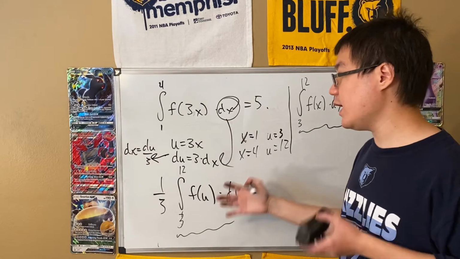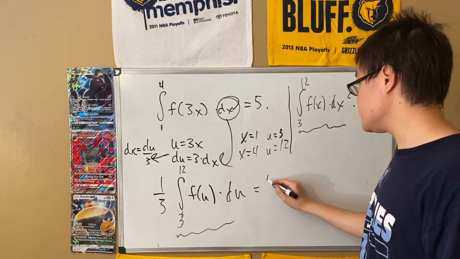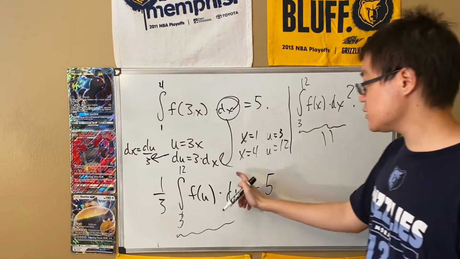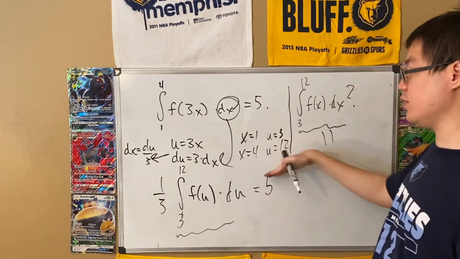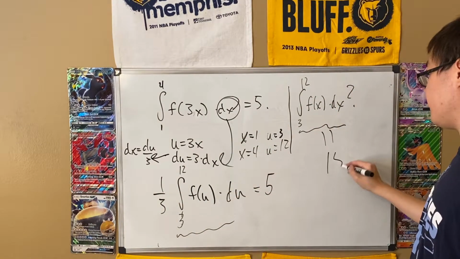So what I need to do is isolate this. What is this equal to? Well, this is equal to 5. So what's our answer? Just think of this as one big variable. So what is this integral? Well, it looks like we have to bring the 3 over. So that means that our answer is going to be 15.